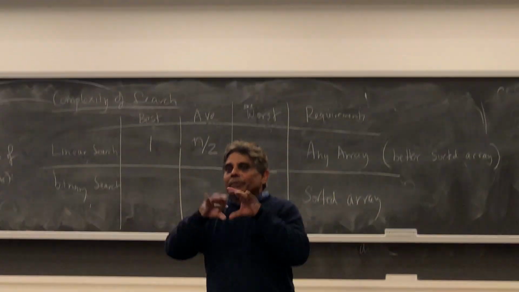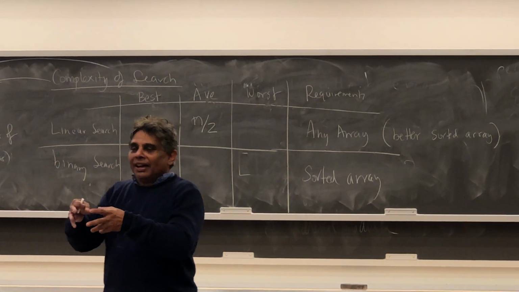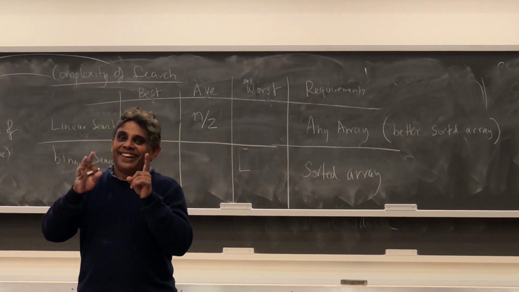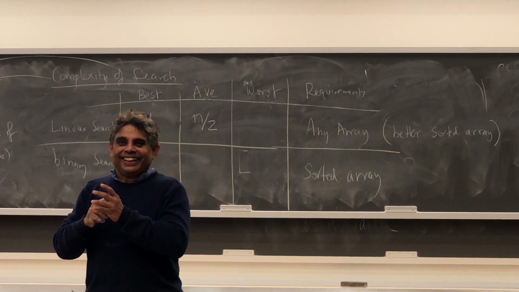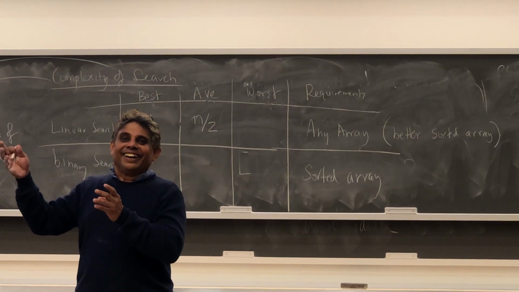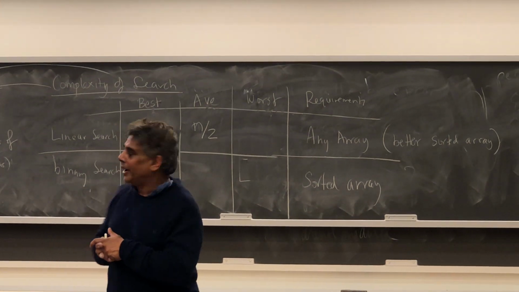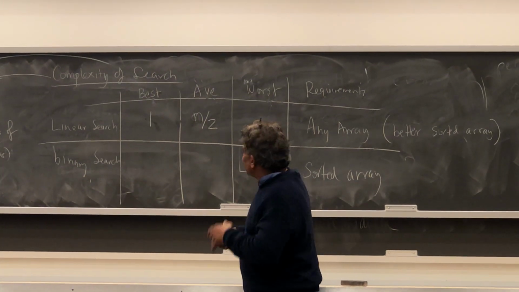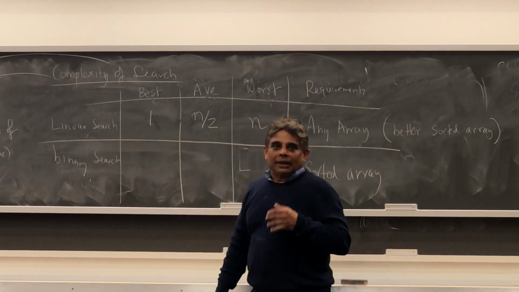In other words, if your array is completely random, and if the element is there, half the time you will be able to find it. But if the element is not there, then you have to look at the whole thing, right? Because there's no probability guarantee anymore. But let's assume that the element is there. The worst case is what? N. You have to look at the whole thing.